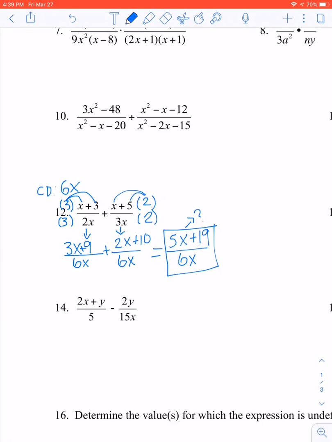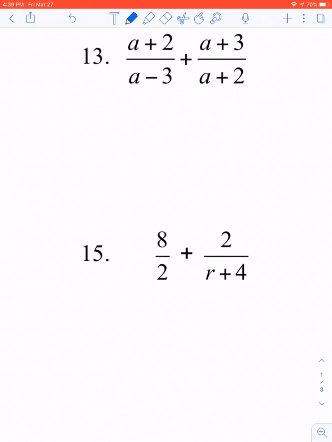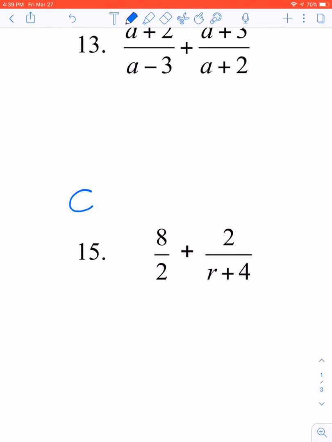And we are going to move on to number 15. Number 15 is very similar, where you have to find a common denominator, and we don't know what it is. We have a 2, we have an r plus 4. They don't match at all. There's nothing that matches between those two, so we can just multiply them together: 2 times r plus 4, like that. You multiply the 2 times the r plus 4, because there's nothing smaller that they both go into.